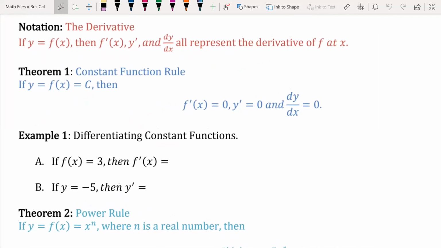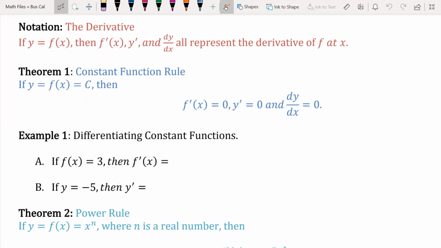Okay. So with that being said, we get into differentiation properties, and we are going to be finding the derivative again, but faster. So, theorem one says the constant function rule. This says if y equals some constant c, then the derivative of the constant is going to be zero.